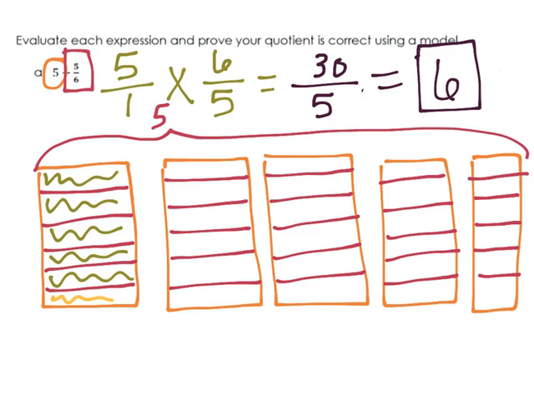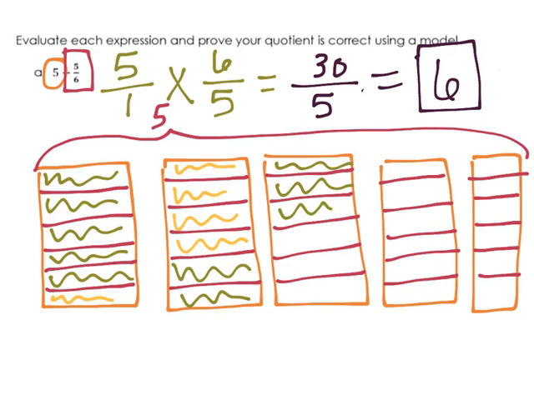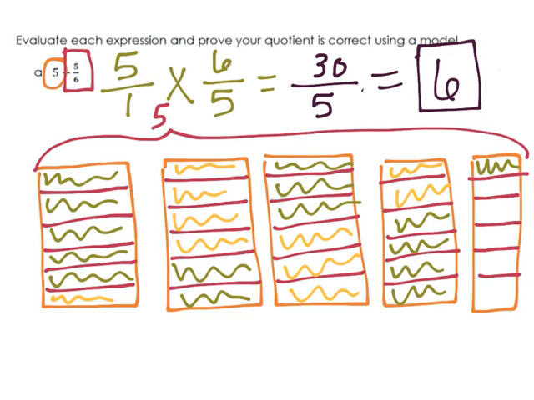And then I see 1, 2, 3, 4, 5, and again 1, 2, 3, 4, 5, and so on, counting groups of 5 until the last group. I use two different colors so we can see the separation of the groups.